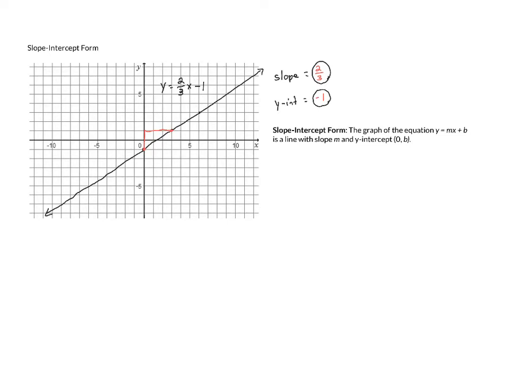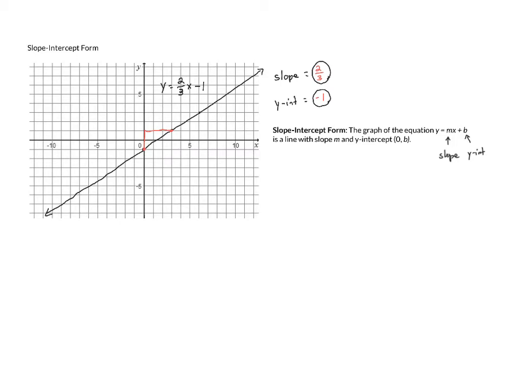Now, slope-intercept form says the following. The graph of the equation y equals mx plus b, this is slope-intercept form, is a line with slope m and y-intercept (0, b). So the number that x is being multiplied by, the coefficient on the x, gives us the slope. And then the constant term, the term that's just a number, gives us the y-intercept.